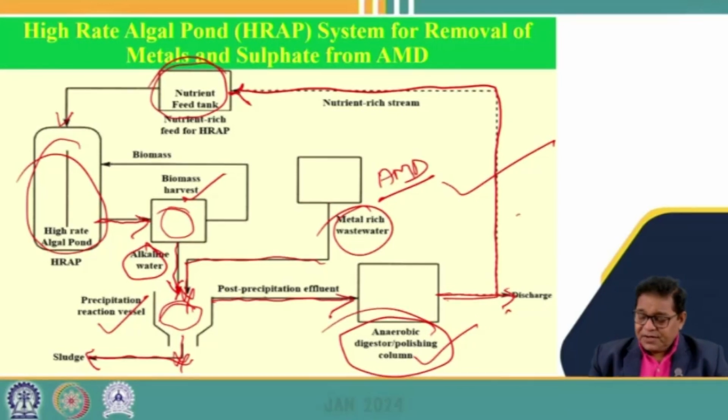So this is basically the entire cycle and the flow diagram of the various unit operations which are used in the high rate algal pond system for the removal of metal and sulfate content from the acid mine drainage.